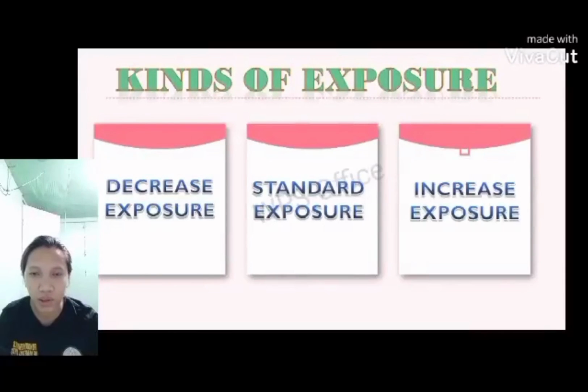Kinds of exposure. There are three kinds of exposure: decreased exposure, standard exposure, and increased exposure. Decreased exposure is to reduce or estimate at the least possible degree or amount, to minimize the light. Standard exposure. The exposure value that reproduces an area of an image with a reflective ratio of 18% on film. Increased exposure. The more you expose the film or camera sensor to light, the lighter your photo will be.